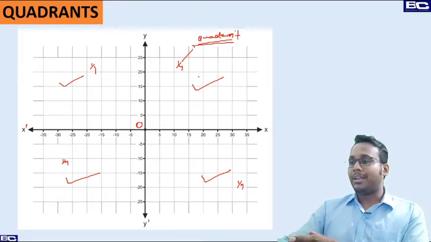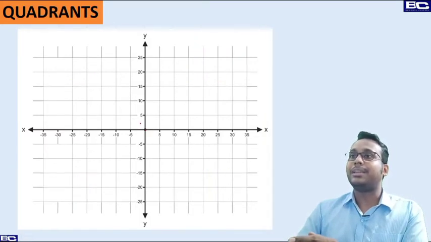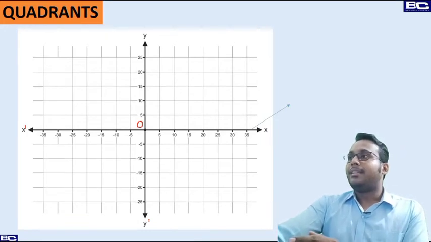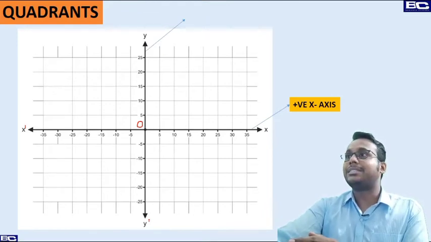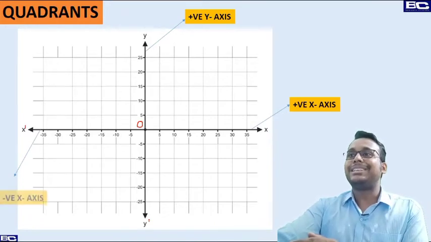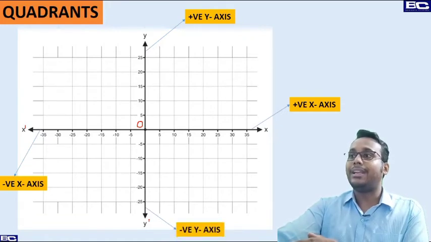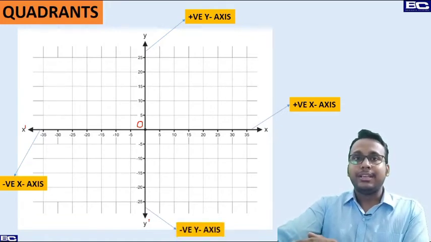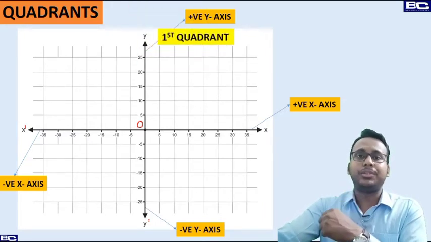Before discussing, I'm going to remove all this so that it will be clear for you. Again I'm writing O for the origin, x dash, and y dash. OX is the positive x-axis, and OY is the positive y-axis. OX dash is the negative x-axis, and OY dash is the negative y-axis. Just for your convenience, I have told you again.